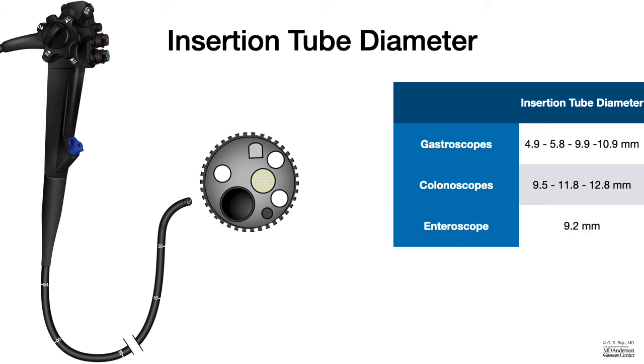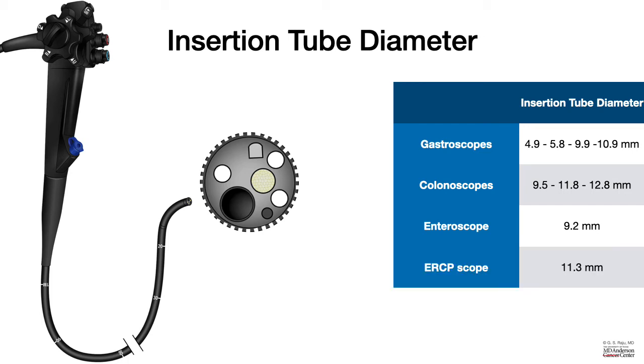Enteroscopes are about the same size as a gastroscope or a slim colonoscope. Only thing is they're much longer. ERCP scope is about the size of 11.3 millimeters, and the US scope is, depending upon the type, radial versus linear, 11.8 and 12.6 millimeters.